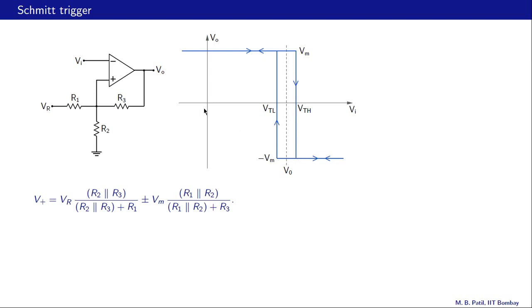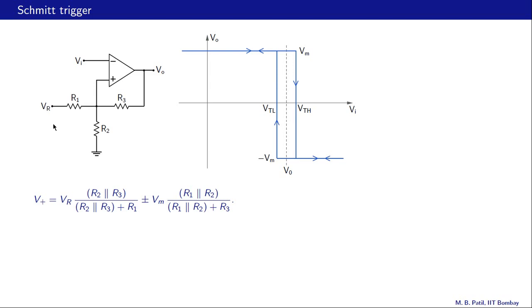So we have VO equal to plus Vm, which is 14 volts. VR is a constant DC voltage, for example 2 volts, and this current is 0 because that's the input current for the op amp. And in this situation we can use superposition to find V plus. We have two voltage sources, VR and Vm. We can take them one at a time, find V plus in each case, and then add the two V plus values.